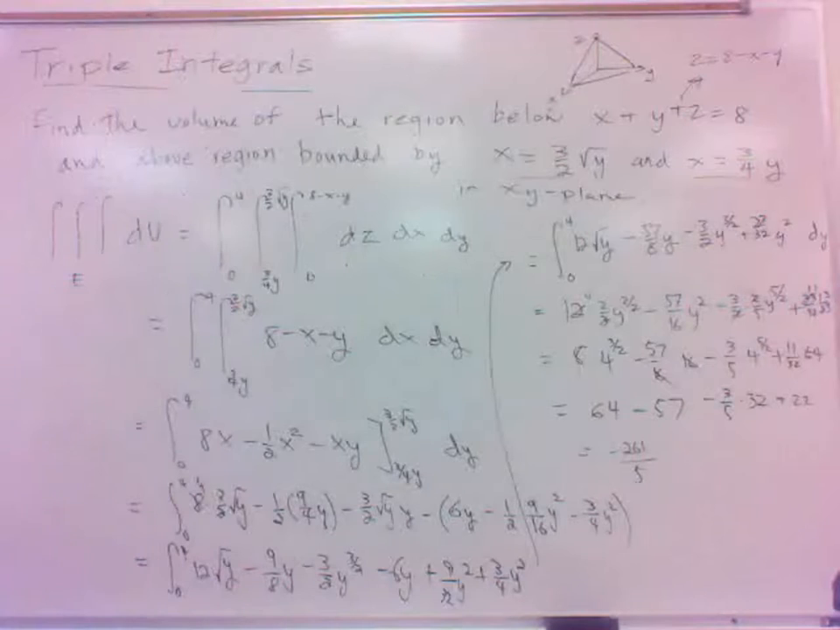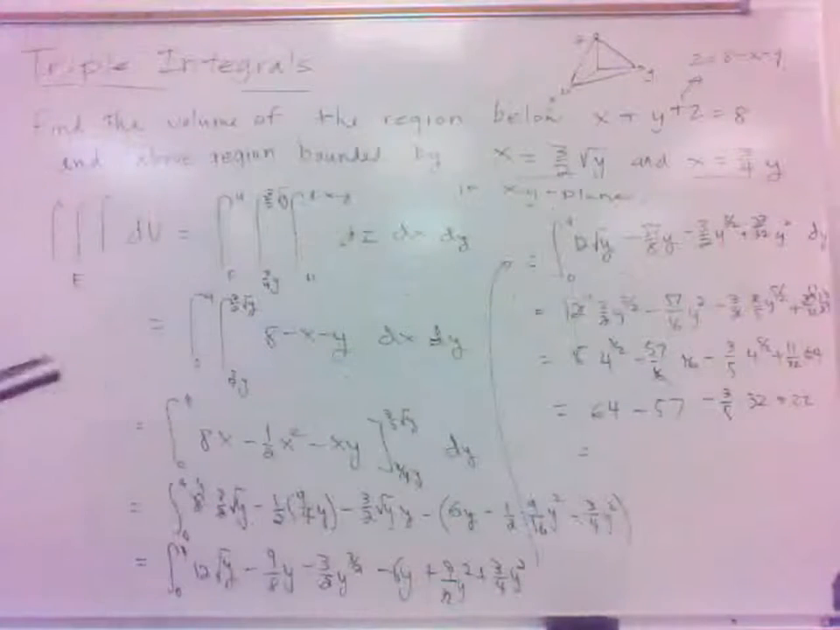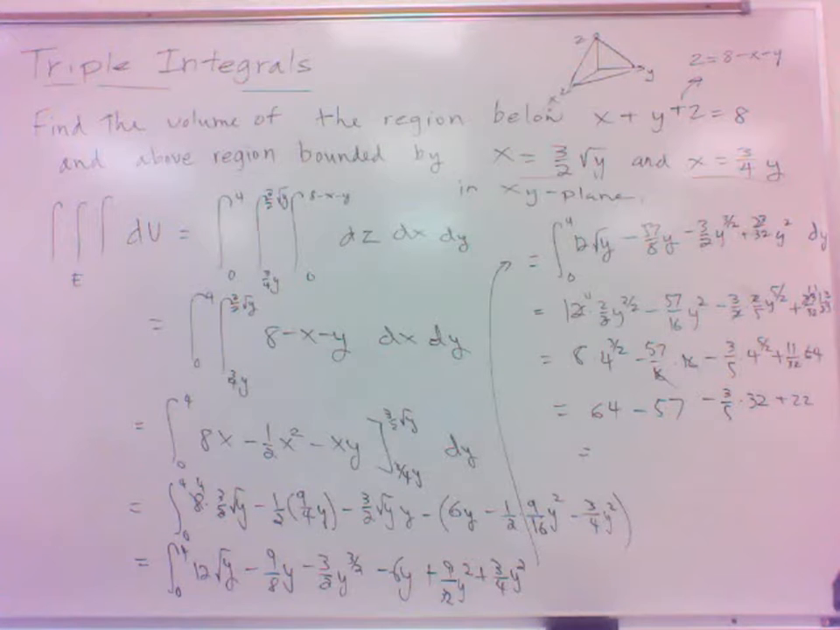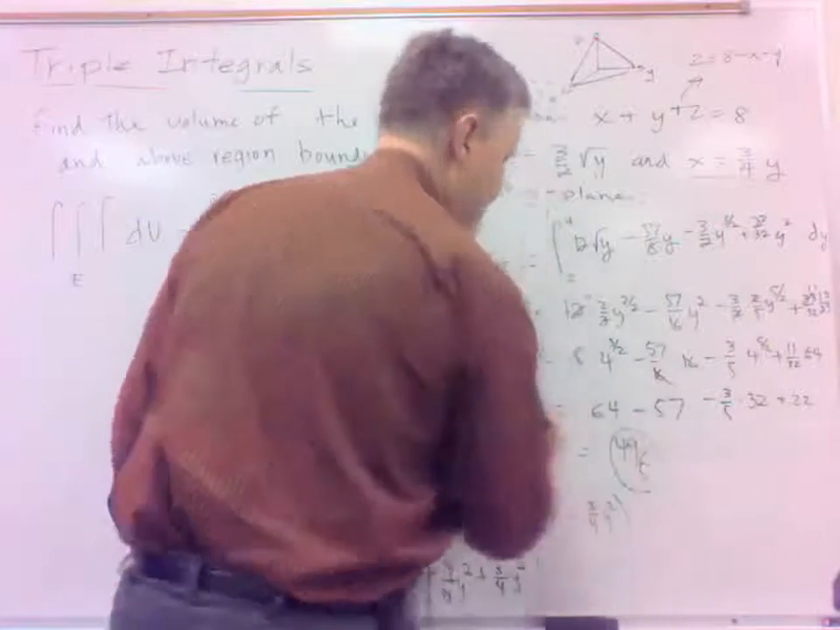Let's see what that gives us. 64, so it'd be 7 minus 96 over 5 plus 22. 49 over 5. Here we go. Whew.